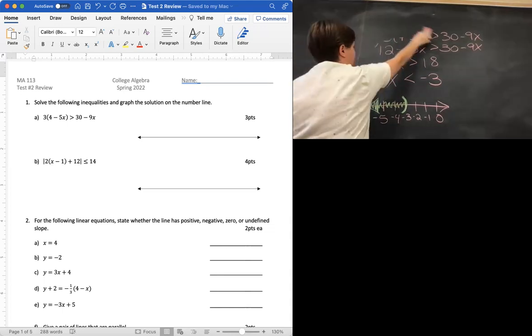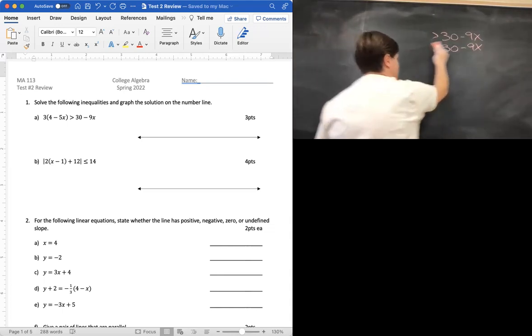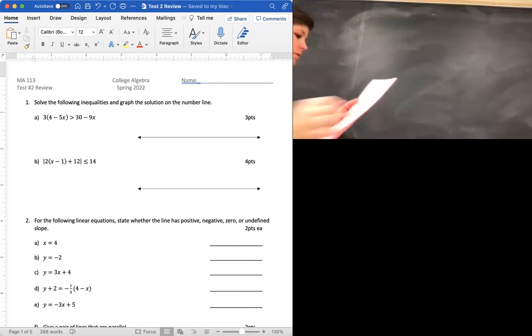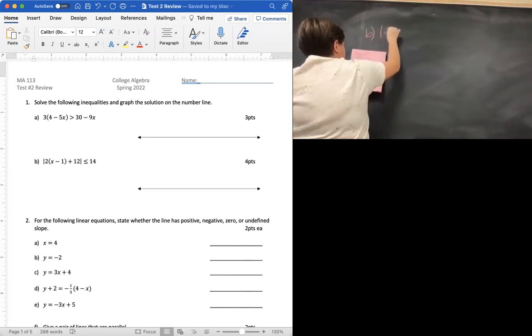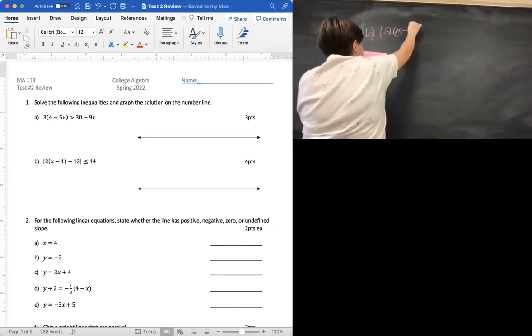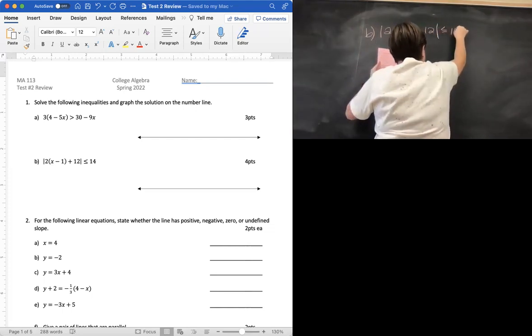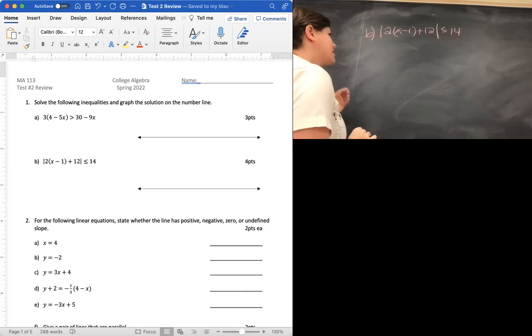Remember, I'm going to be erasing, but you can always pause the video if you need longer to look at one of my solutions. B says the absolute value of 2 times (x minus 1) plus 12 is less than or equal to 14. Again, this problem was done in 1.7.